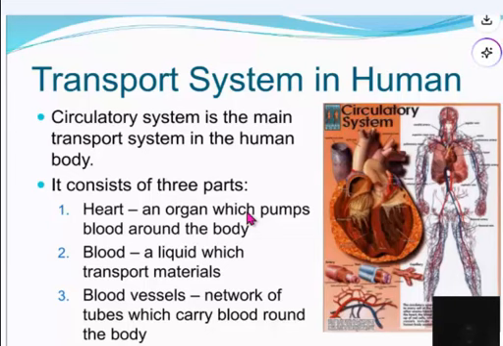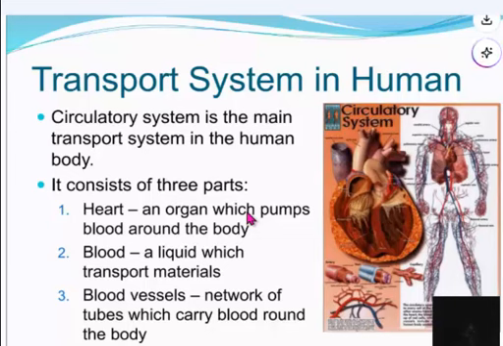You know, they move in circle. If you look at a man's heart, it is just like a circle form. So they move in circle. That's what it means. Circulatory system is the main transport system in the human body. You can say it is the system that has been developed by God to transport material such as blood from the heart to other parts of the body.